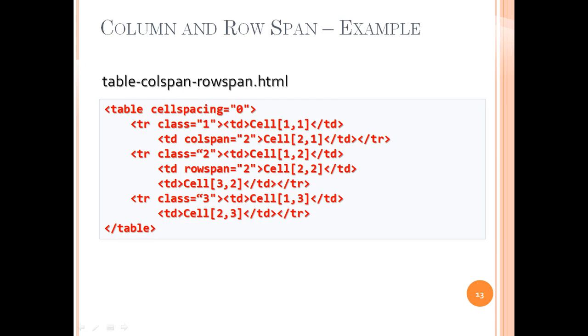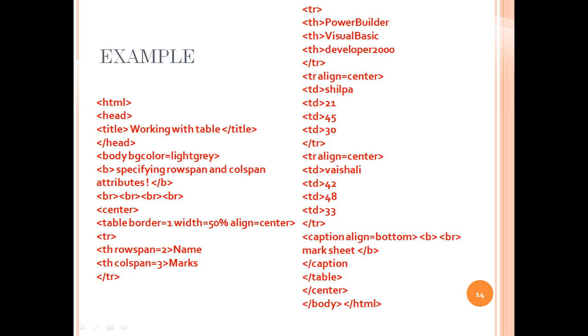So this is an example for column and row span. So let us see an example for working of table. Here if you could see, we have created name, marks, and various options like each student name with the different marks and their subjects.